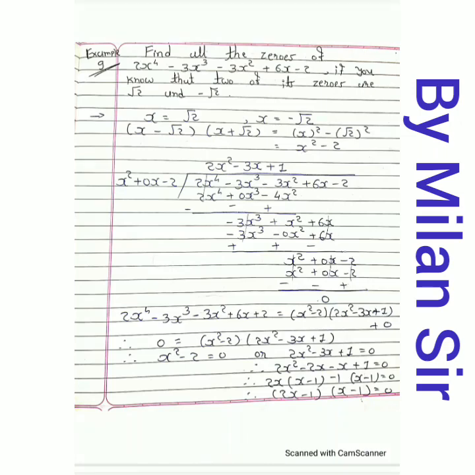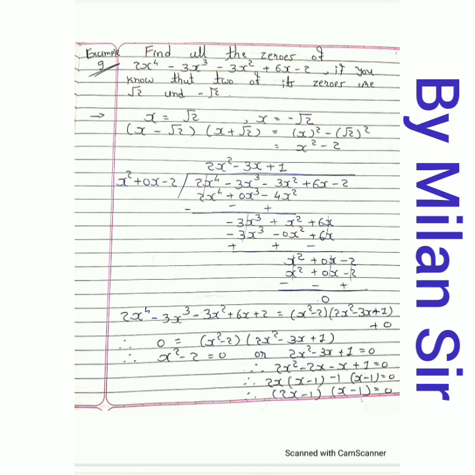Example number 9. Find all the zeros of 2x^4 minus 3x^3 minus 3x^2 plus 6x minus 2 if you know that two of its zeros are √2 and minus √2. So again, two zeros are given and we need to find the other two zeros, because the degree of the polynomial is 4. So in total we can get 4 zeros. Out of those 4 zeros, 2 zeros we know. We need to find the other two zeros.